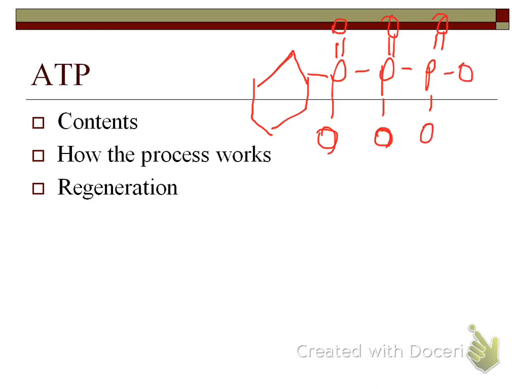So what's it called? It's adenosine triphosphate. A-D-E-N-O-S-I-N-E, and then tri, T-R-I, phosphate, P-H-O-S-P-H-A-T-E.